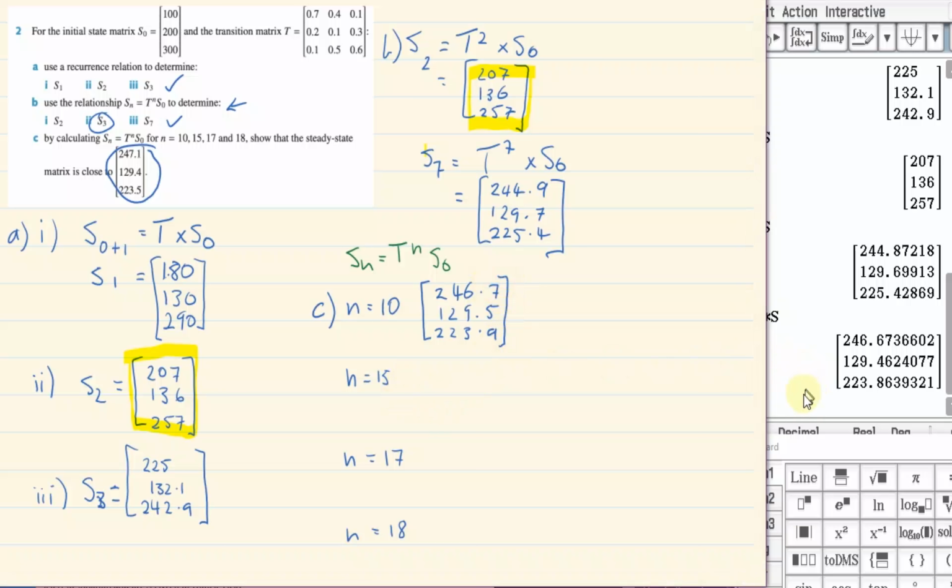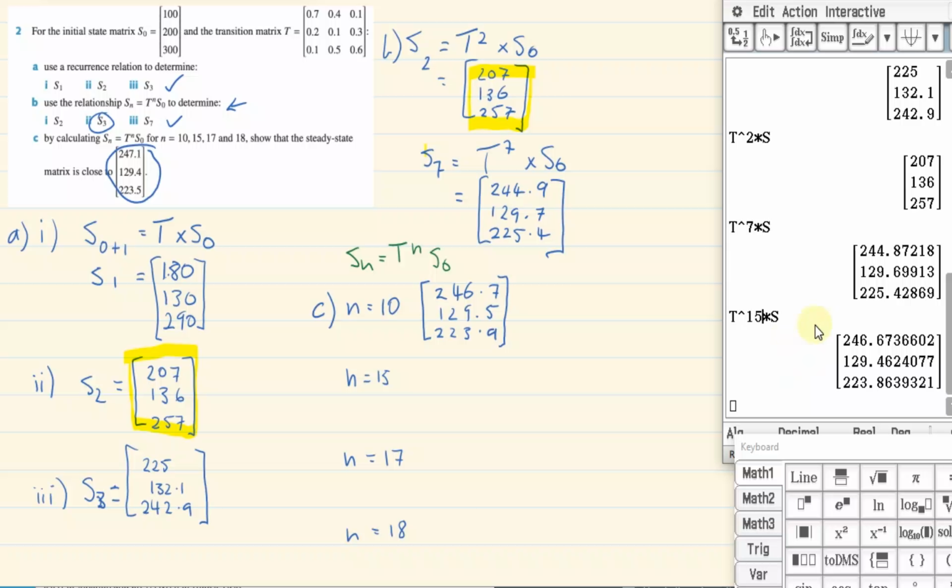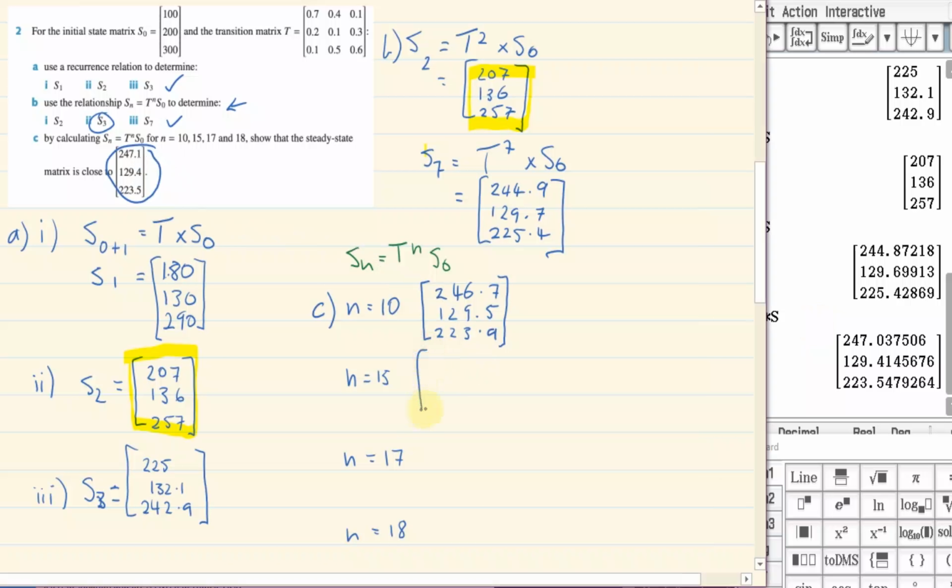Okay, so already you can see it's rounding. Let's go in, change our 10 for a 15. And it's just going to get closer and closer to those results. Sorry, they're close but not rounded. So we're getting close. Next one, we get even closer: 247.0, 129.4, 223.5. The bottom one's there, the second bottom one's there as well, and we're getting closer to the top element. So we're not there for any of them at 10, then we're there for the bottom two.